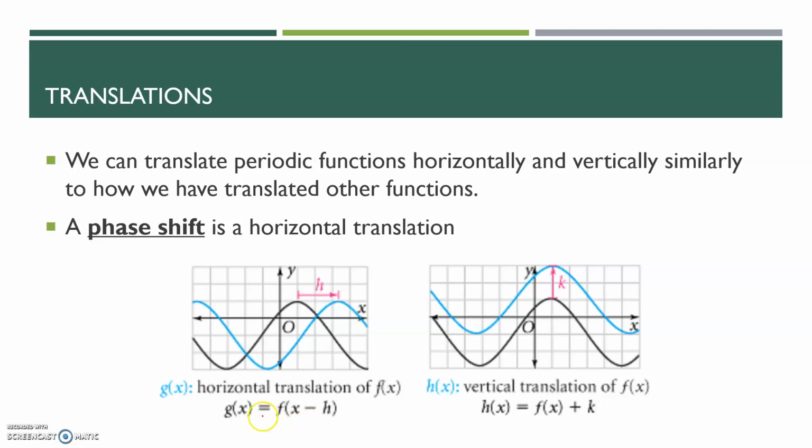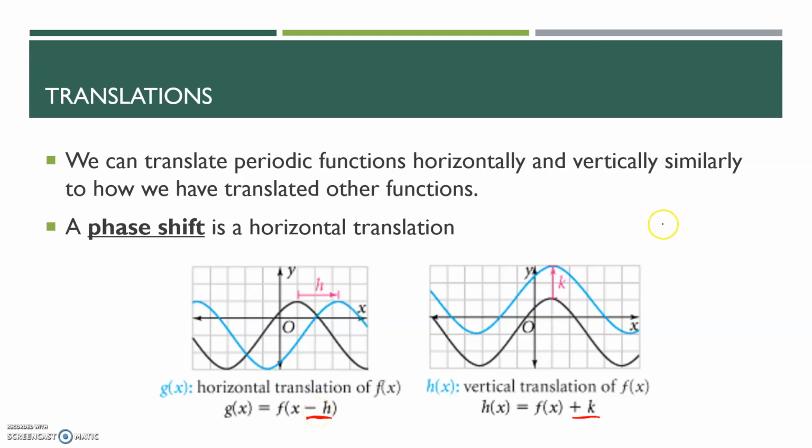Now you can see down here that when we translate this f of x function left or right, it looks like we were translating it to the right. We used minus h to show how many units we shifted to the right. Over here, we used plus k to show how many units we translated or shifted upwards.